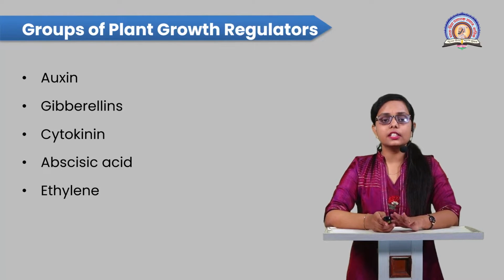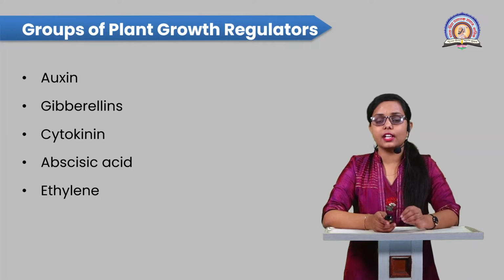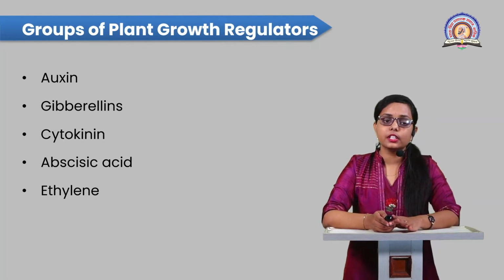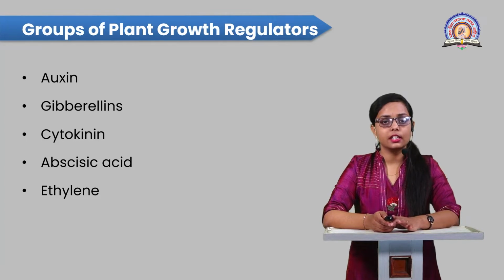These are the 5 major classes of plant growth regulators: auxin, gibberellin, cytokinin, abscisic acid, and ethylene. We are going to study these 5 major classes today.